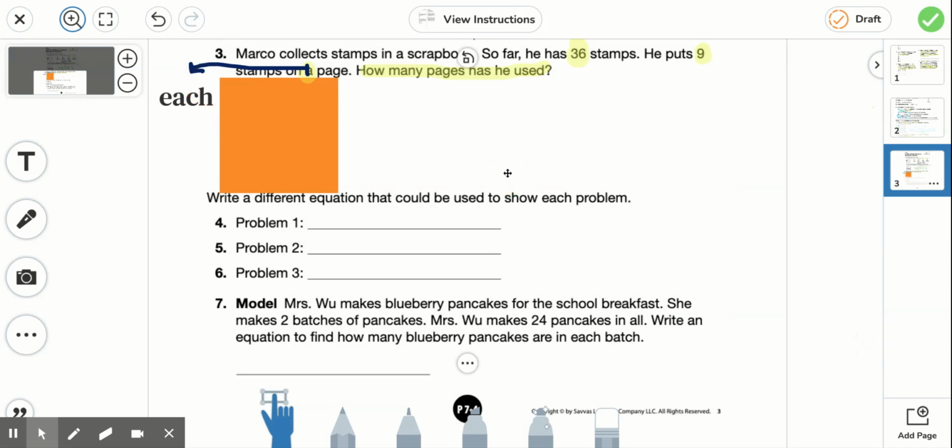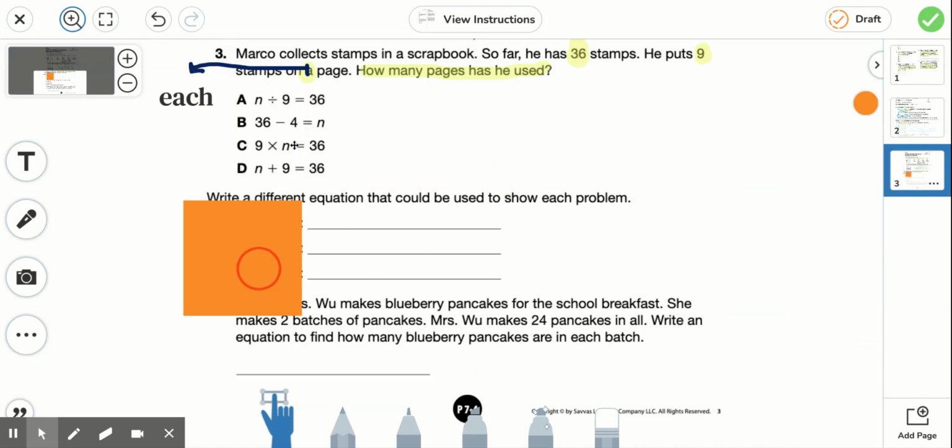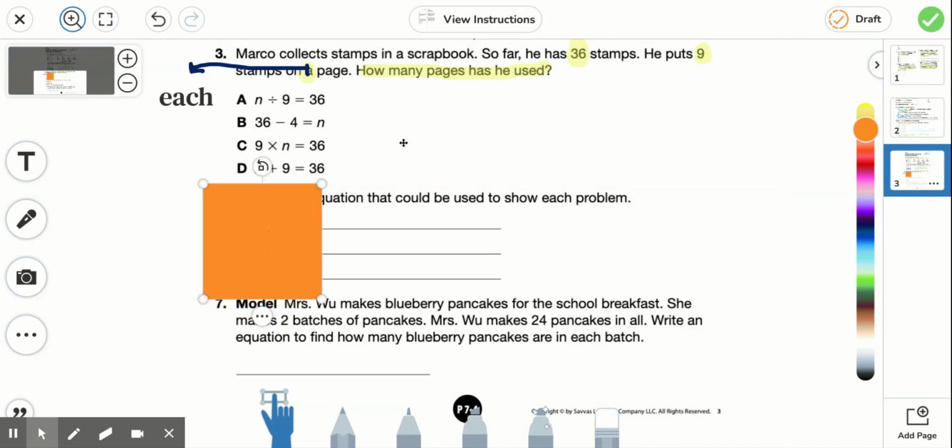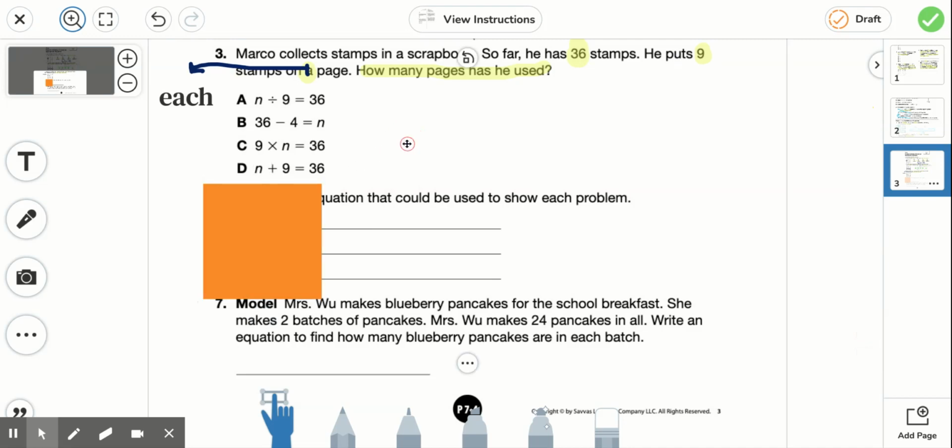Write a different equation that could be used to solve each problem. Okay, so we'll go back to this one. I thought that was part of this one for a second. So 36 stamps to put each on 9 pages. How many pages has he used? Think about if he starts with 36, he's putting 9 on each page. Which one best fits that?